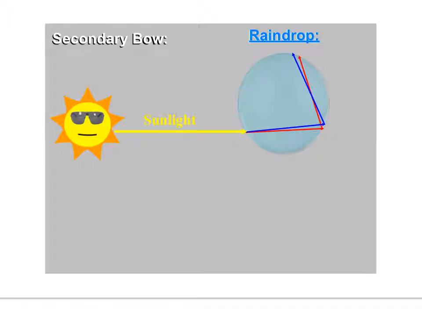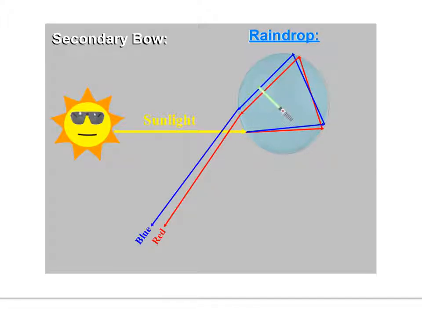Just like with the primary bow, when the light waves that are now traveling in the water strike the boundary between the water and the air, some of the light actually refracts out and goes off in this general direction, but that light never reaches our eye, so we don't see that. Some of the light is now reflected up towards this part of the raindrop. When the light reaches this boundary here, again, some of the light actually comes out of the raindrop and goes off like this, but some of the light also internally reflects down here.